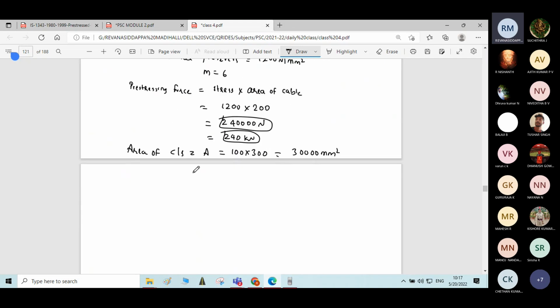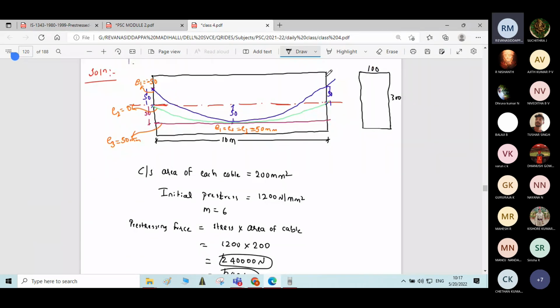Then you also calculate moment of inertia. Moment of inertia I is equal to bd cubed by 12. b is 100, d is 300, cubed by 12. It is 225 into 10 power 6 mm4. These are all the basic parameters required for the further calculation.